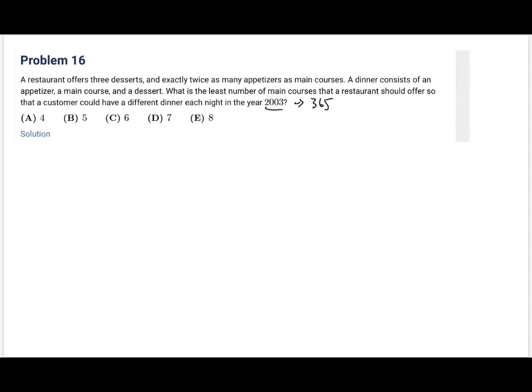So the number of combinations could be 3 times, and then if there are a main courses, the twice as many appetizers, right? So the appetizers should be 2a, and the main course should be a. This is 6a squared. This should be bigger than or equal to 365. A squared would be greater than or equal to 60 point something something. So a is 8, so the answer is E.